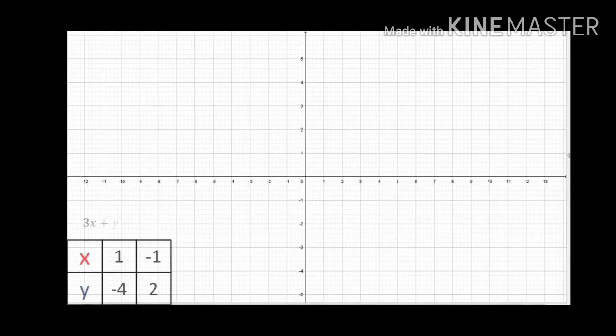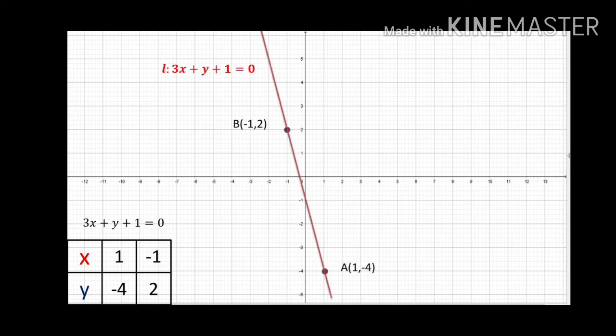Now we have got the points. Now these points we will plot it. The first point is 1 comma minus 4, and the second point minus 1 comma 2. Now using these 2 points we will draw a line, and this line will represent 3x plus y plus 1. As you can see here, on this line the 2 points are there, that are the solutions. If we take any point on this line, every point on this line will be a solution of the equation 3x plus y plus 1 is equals to 0.